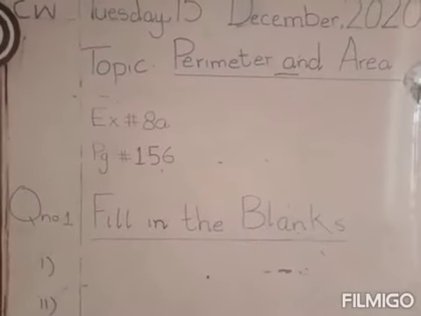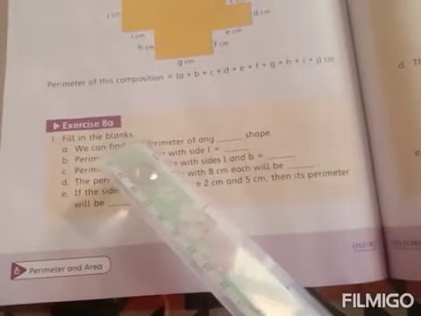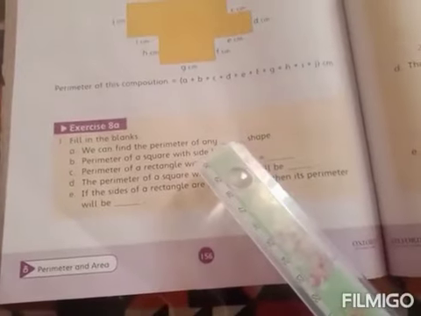Let's start. Students, question number 1 is fill in the blanks. A part, apart, we can find the perimeter of any. What kind of shape we find its perimeter and area? It was closed shape, right? So the answer is closed.